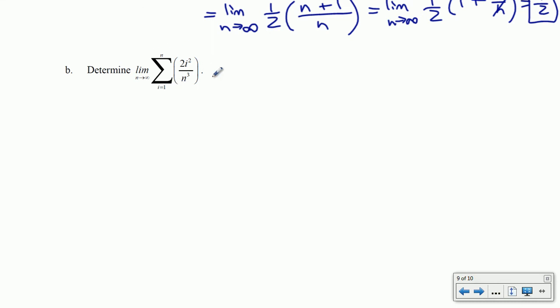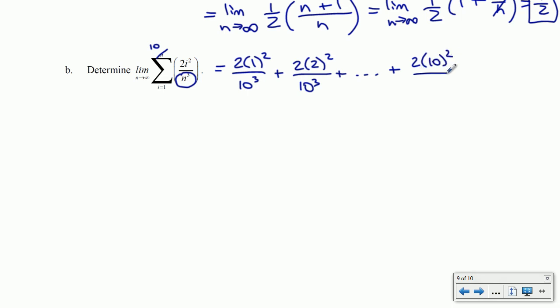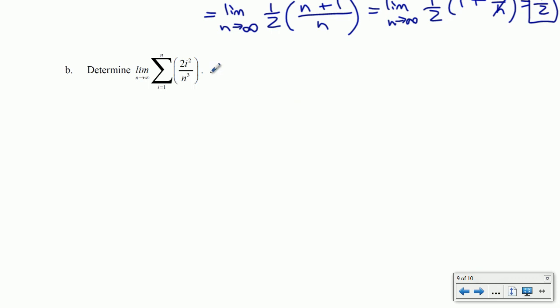So onto this last sum, we are going to try to factor this out. So remember, if we did this sum simpler from 1 to 10, what we would have is 2 times 1 squared over 10 cubed plus 2 times 2 squared over 10 cubed plus all the way up to 2 times 10 squared over 10 cubed. So what we can do basically with this n cubed is factor it out of, like, remove it from the sigma.